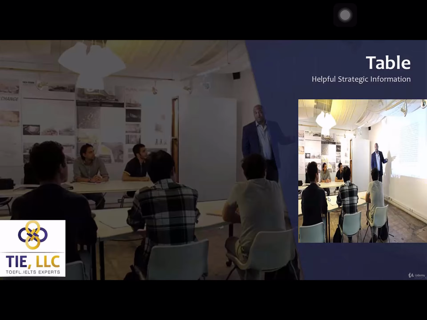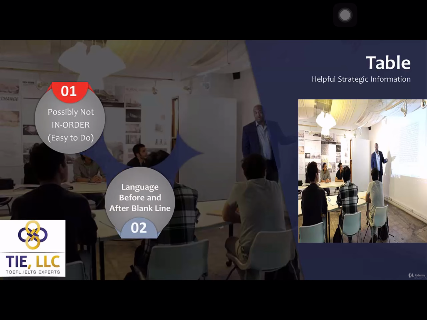So with a table question, in terms of just some strategic information, it's possible that it might not go in order, but it's really easy to do. And sometimes that's because on a table, you might have two questions that are right next to each other. And it's possible in the paragraph, because they're worded differently in the paragraph, number 5 might come before number 4. It's a possibility, but it's a really easy question to do.